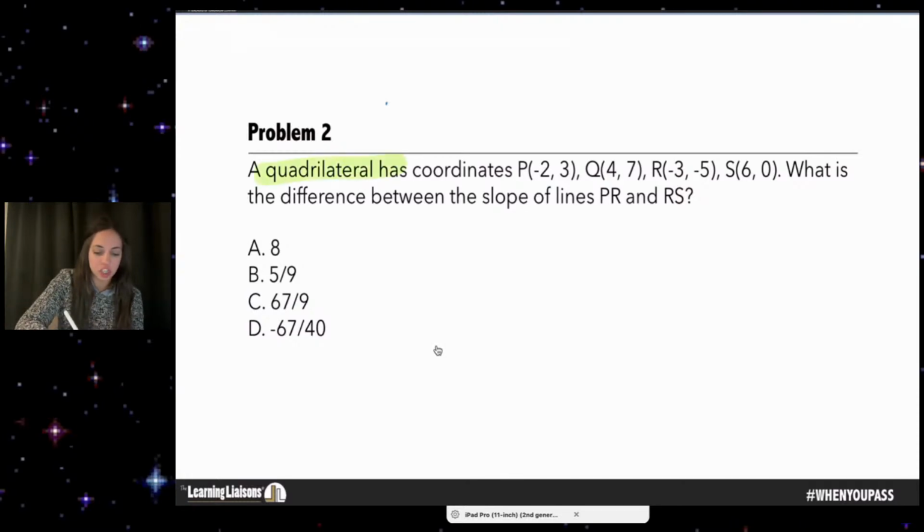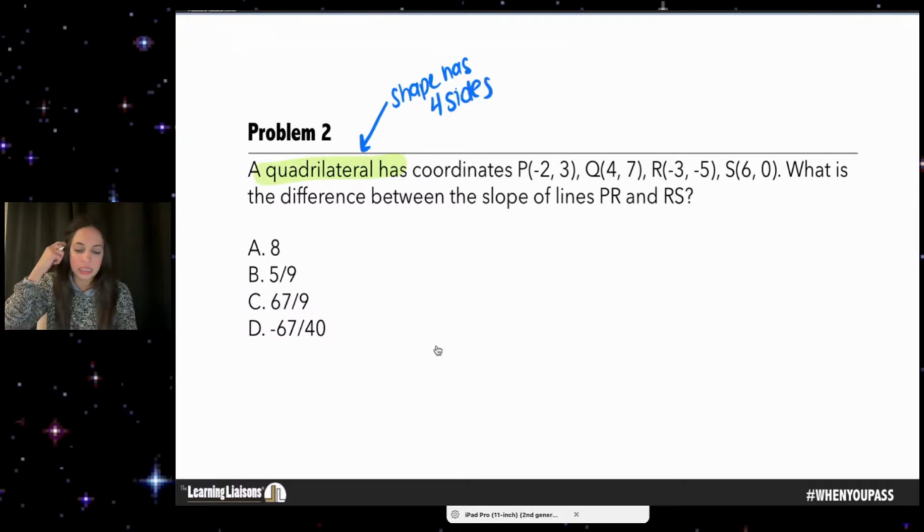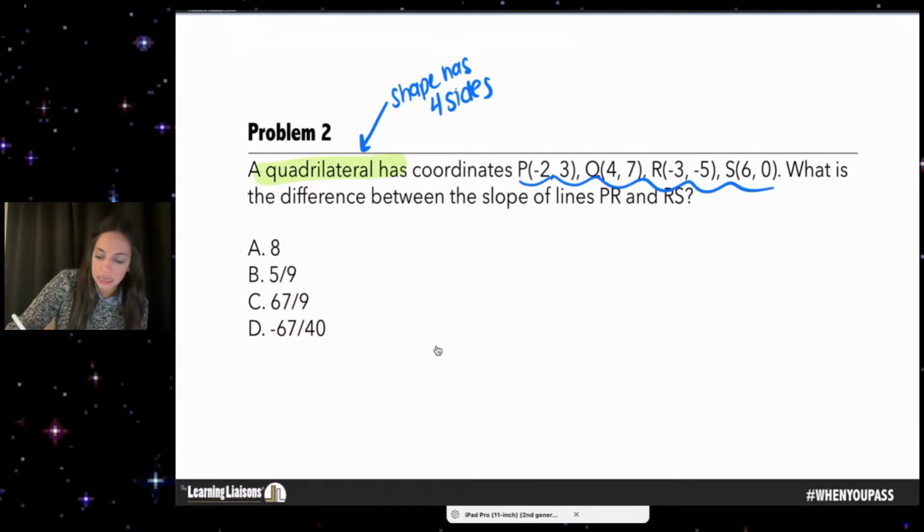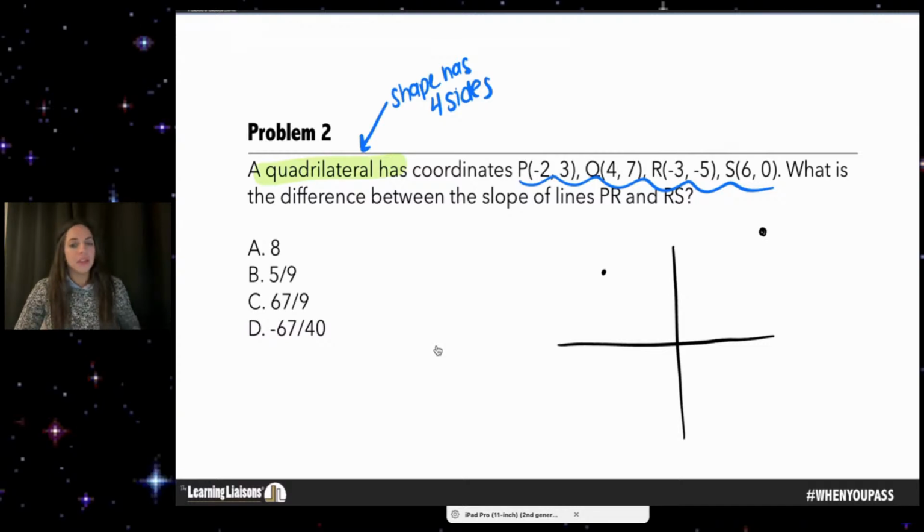All right, so a quadrilateral, we don't know what kind of quadrilateral, but we know that the definition of a quadrilateral means that the shape has what? Four sides, and it has these coordinates. Now, I know your first gut instinct is going to be to graph it. Your gut instinct is going to be to plot negative 2, 3, and 4, 7, and all of that. However, the accuracy of graphing on a graph that is hand drawn is not 100% accurate.